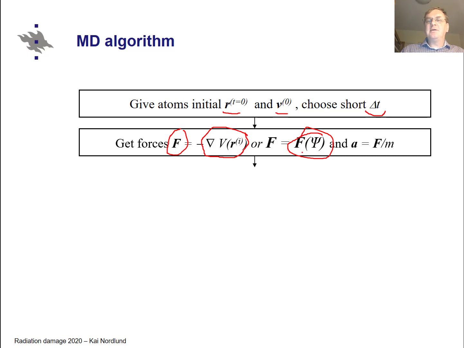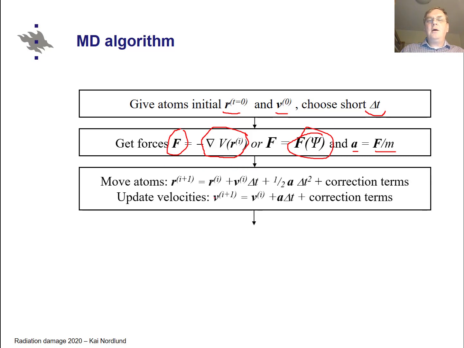The rest is basically numerical mathematics. After you have the forces, you get the acceleration using Newton's law. This really is this trivial. You just take the forces and divide by mass, and that gives you, of course, accelerations. But then you start moving the atoms, and this is the crucial idea in molecular dynamics. Take this short time step delta t, then move the atoms depending on which velocity they have and which acceleration they have.